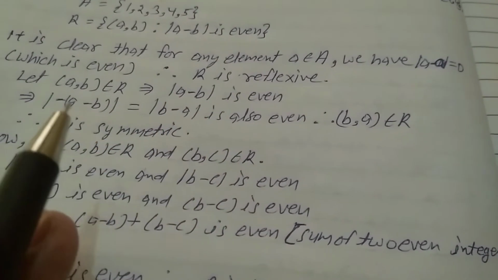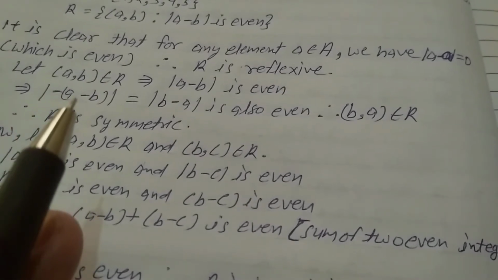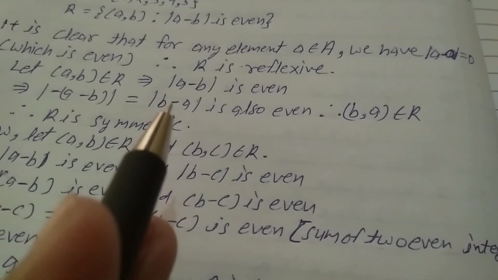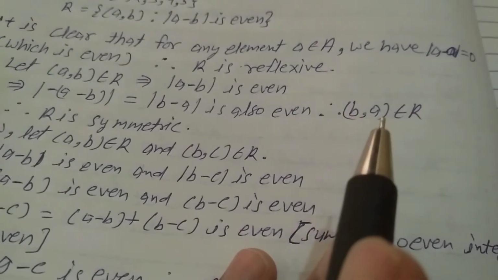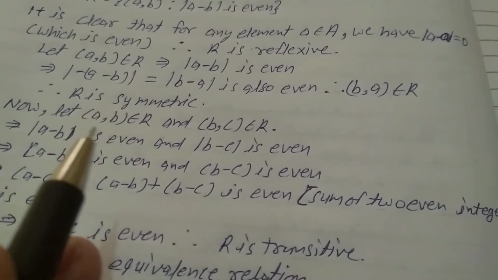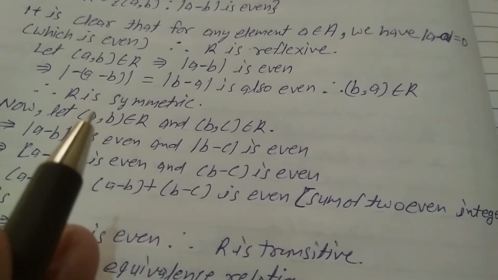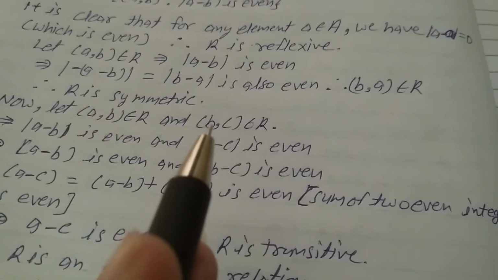Let (a, b) belong to R, which implies |a − b| is even, which implies |−(a − b)| = |b − a| is even. Therefore, (b, a) belongs to R. Therefore, R is symmetric.